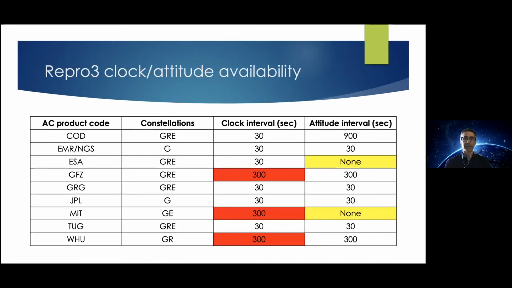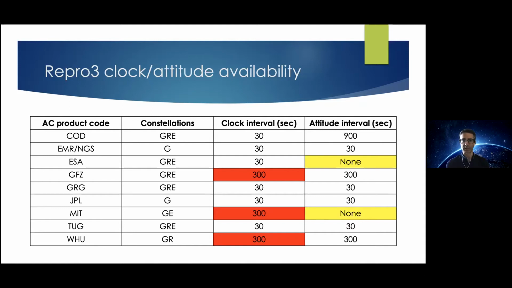Now that we have a better understanding of the combination process, we can look at the products that we have available for Repro3. There's 9 analysis centers who contributed satellite clock corrections. However, 3 of them provided 5-minute clocks at 5-minute intervals, which really corresponds to only 10% of epochs. So for this reason, I did not include them in the clock combination for the test presented in this presentation today. There's also some analysis centers who did not provide attitude information.